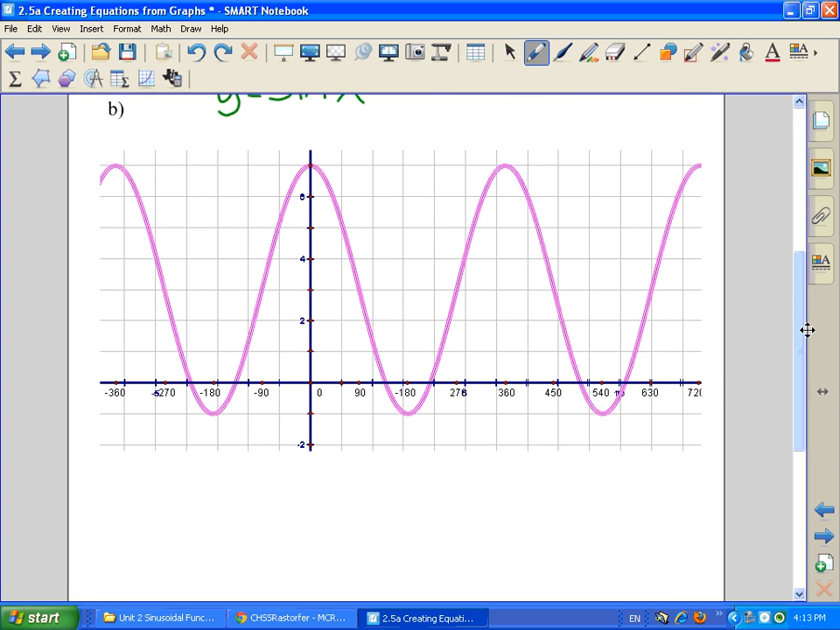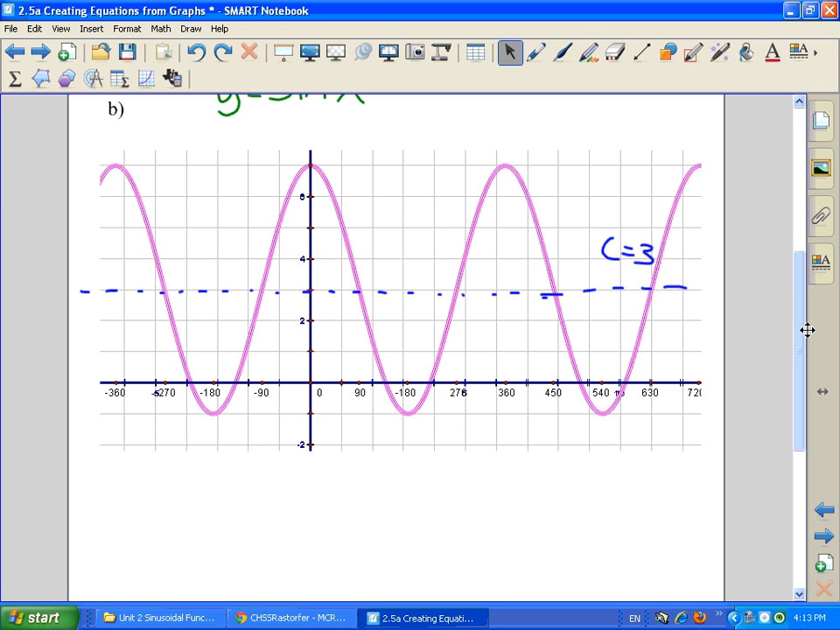So take a look at B. Okay. First thing I note, ladies and gentlemen, is the axis. So I'm looking for my axis, so I kind of highlight this. What does that tell me? If the axis is 3, that tells me that C equals 3. So far, so good? All right.